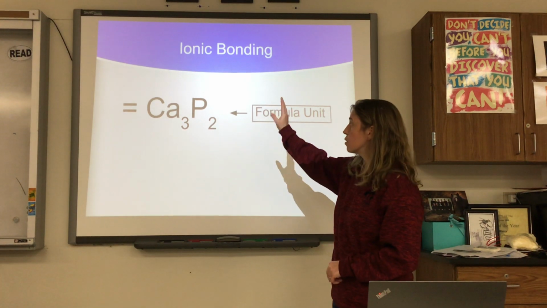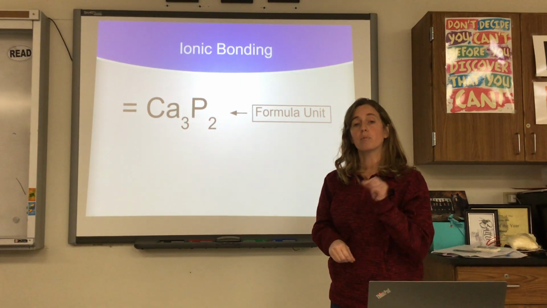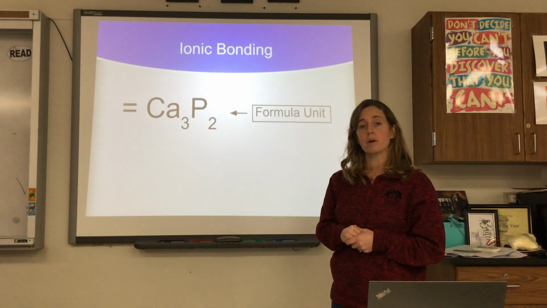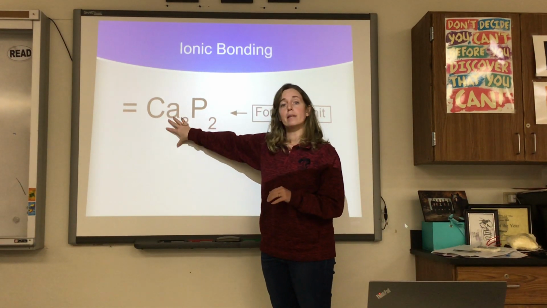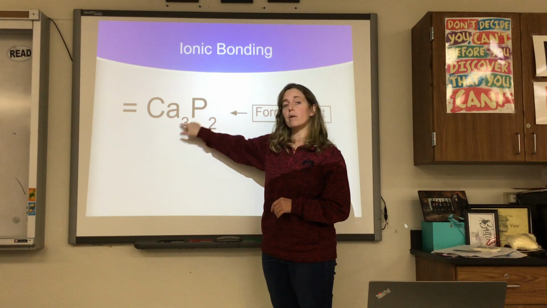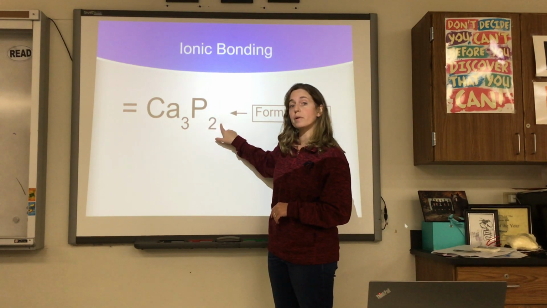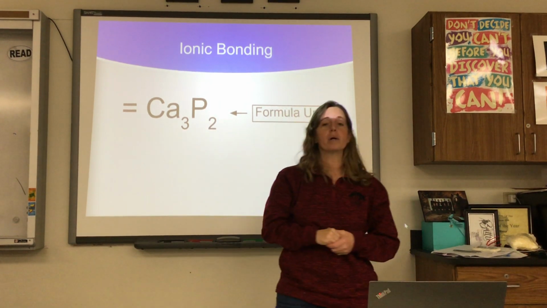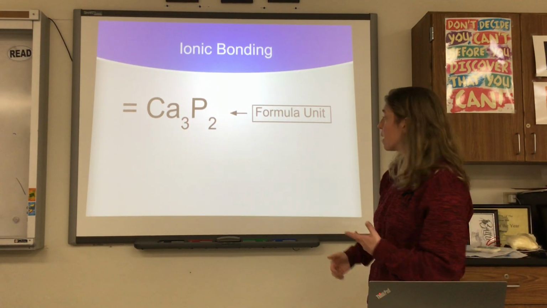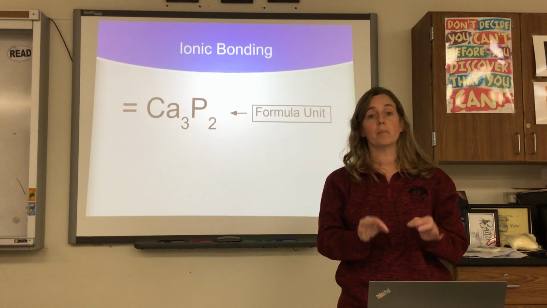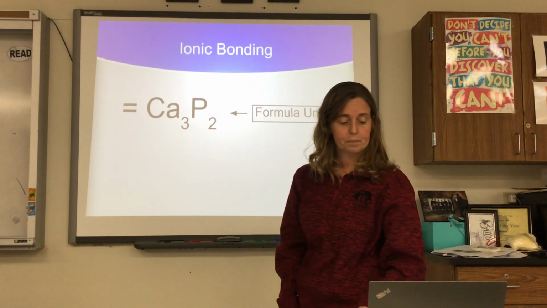3 calciums, 2 phosphorus, okay? We write them at the bottom as subscripts. Now, you write however many you had. So I had 3 calcium, so that's why I put a 3 here. I had 2 phosphorus, and that's why I put a 2 here. Now you've made what we call the formula for an ionic compound. And a lot of times it's referred to as a formula unit, okay?